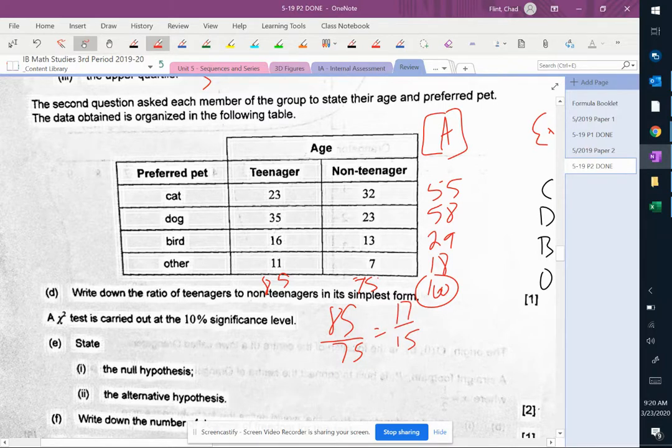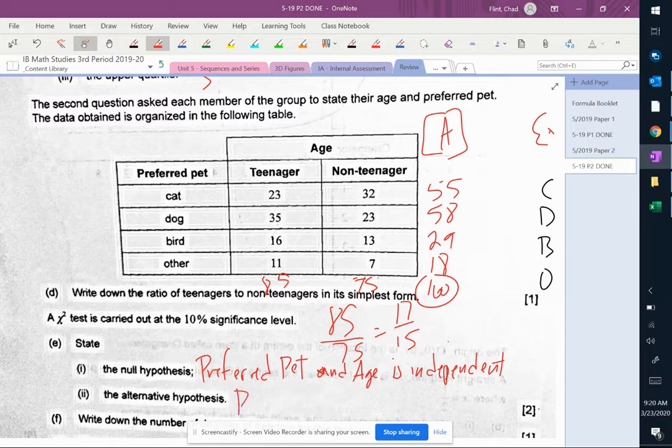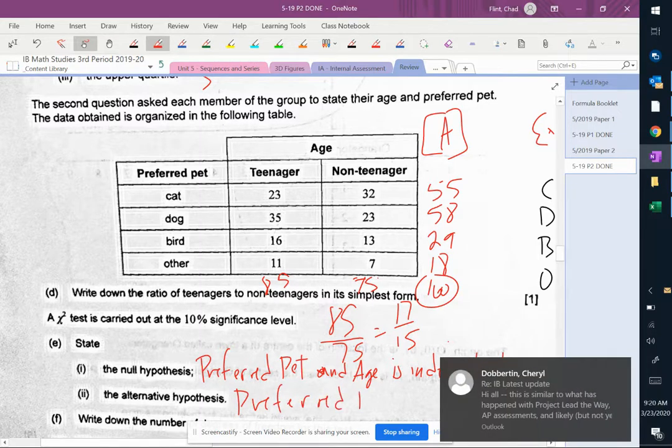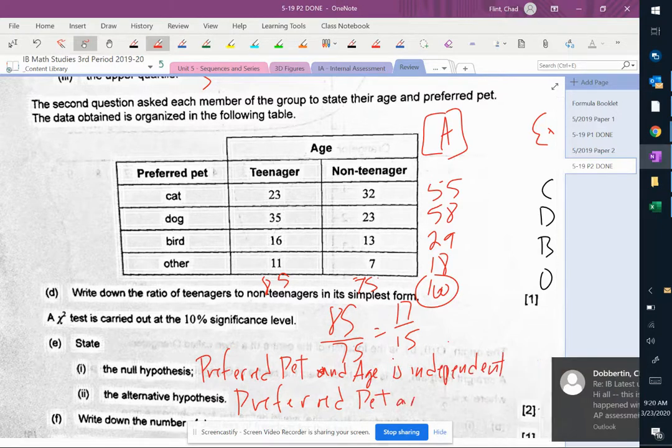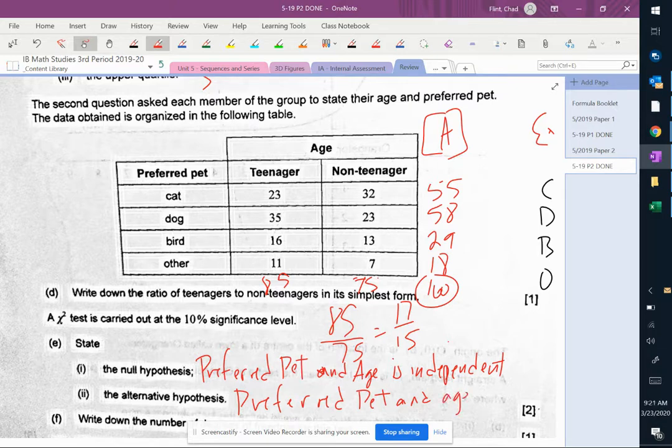So then it says state the null hypothesis. So null hypothesis is always that they're independent. So preferred pet and age are independent. And the alternate is that they're dependent. Okay, so I've got that.